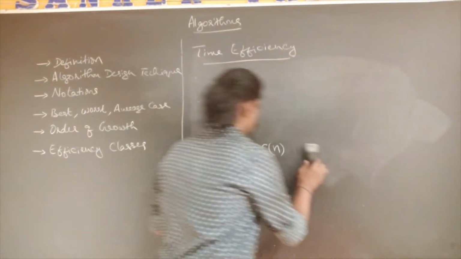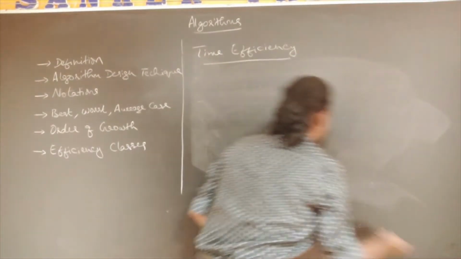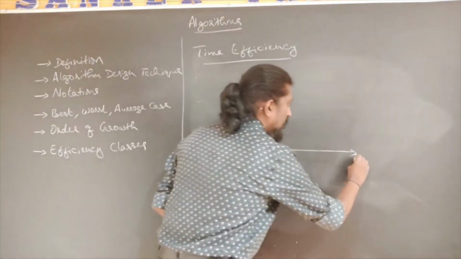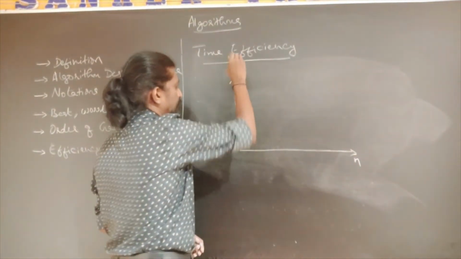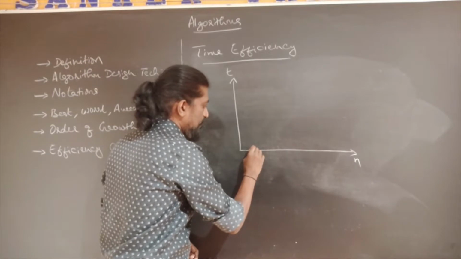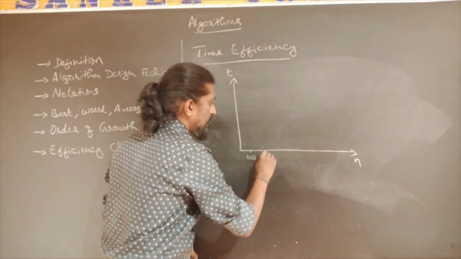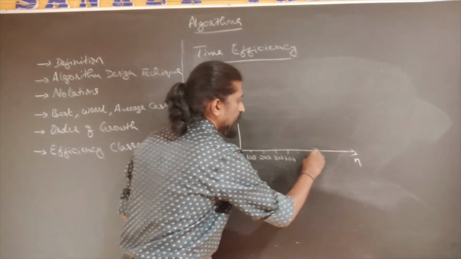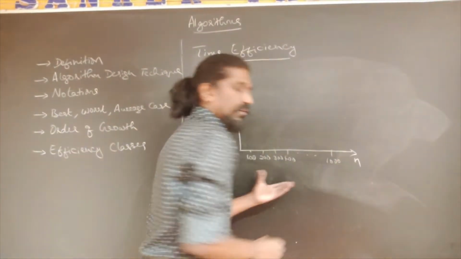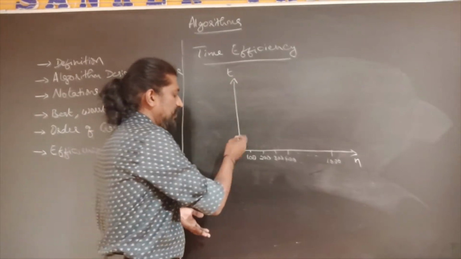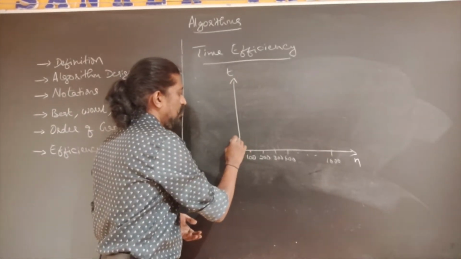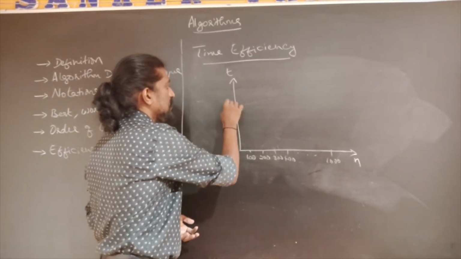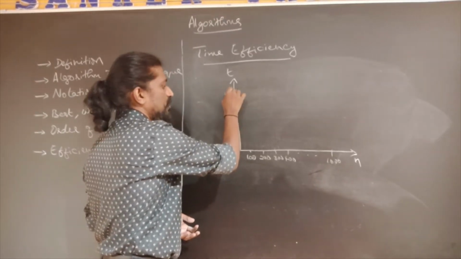Once we get that, we will plot a graph of input size versus time. This is the input size, for example 100, 200, 300, 400. And this may be time in milliseconds or whatever it is: 5 milliseconds, 10 milliseconds, 15, 20, 25, 30, 35, 40 milliseconds.